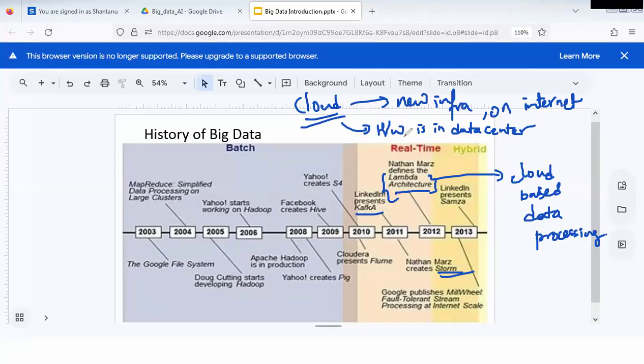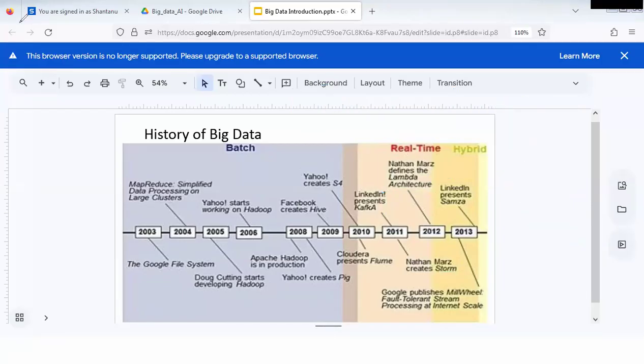So we will be talking a little bit about cloud also, this Lambda architecture based on cloud. We'll try to connect to cloud, because cloud, or you can say data center, is one of the very important parts of understanding big data and how big data is getting processed. Then comes 2013, where fault tolerant stream processing at scale.